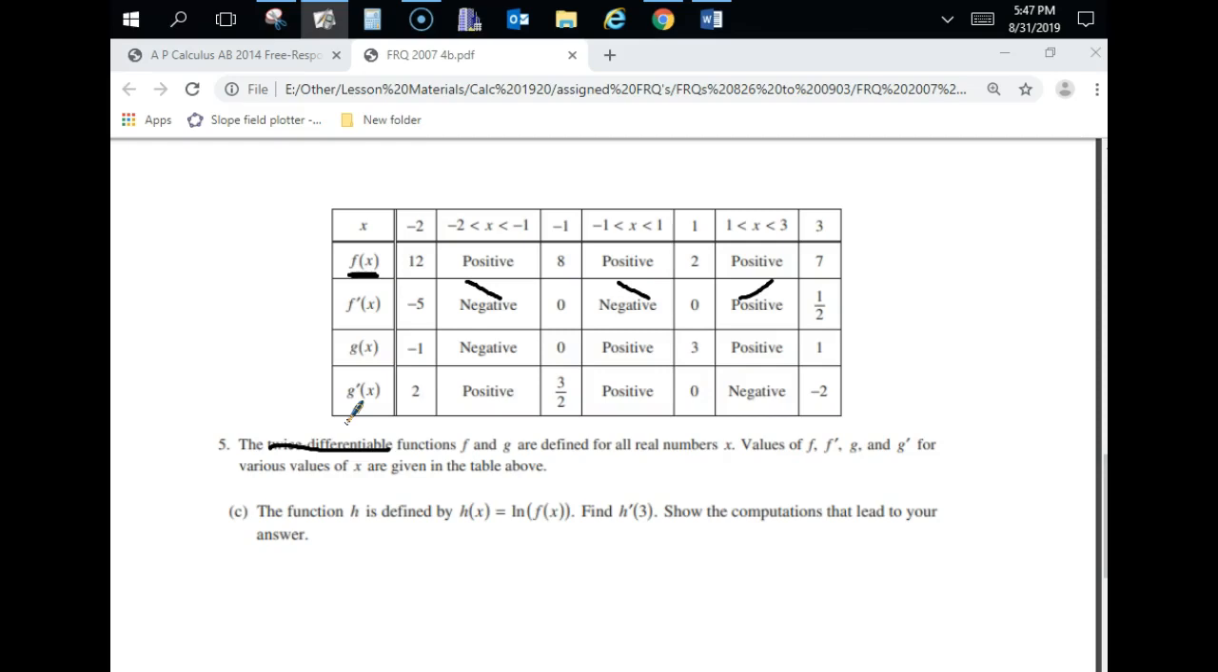Let's read it. It says the function h. So they're giving us a new function. The function h is defined by ln of f of x. Find h prime of 3. Show the computations that lead to your answer. Well, we keep getting the same question over and over again here, and that's good. It's good practice. So hopefully you guys are starting to get a little bit used to this. So you need to find the derivative of h, which as you can see here is a chain rule, and then plug in 3. That's it.